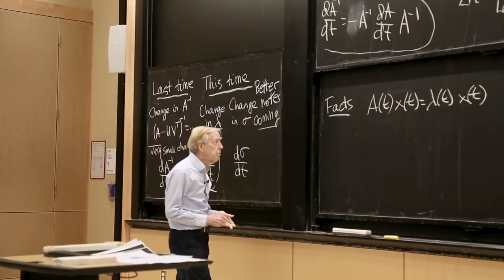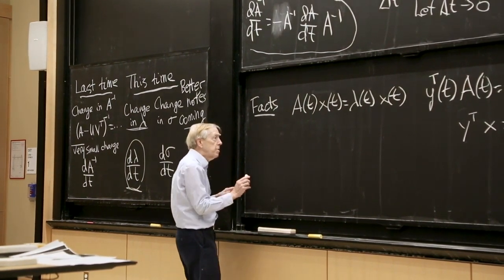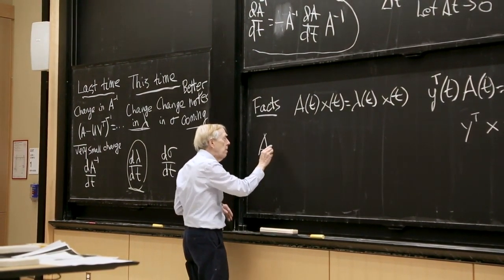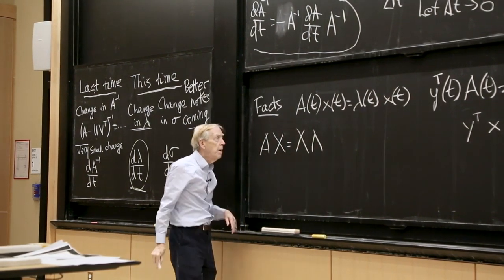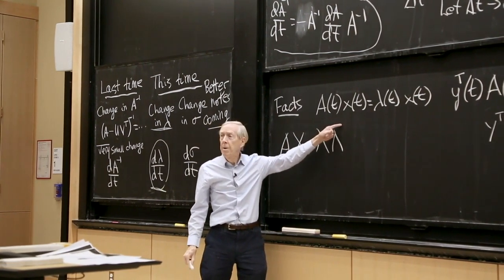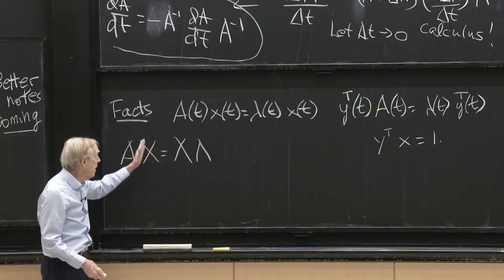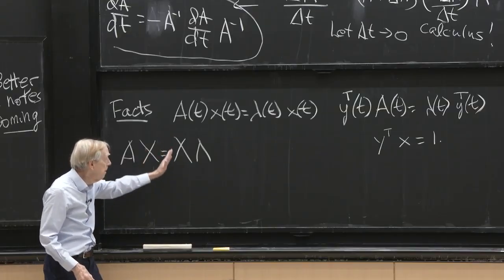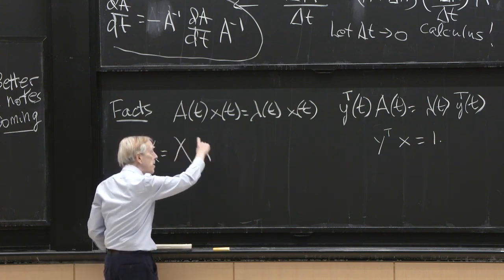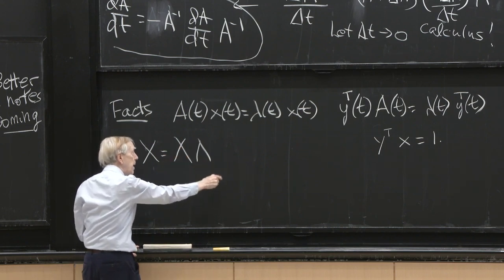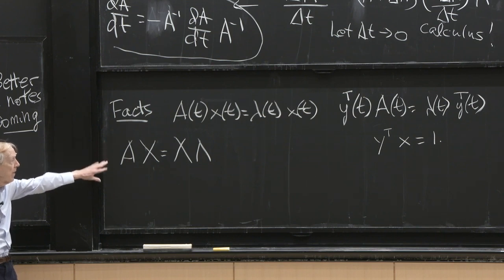And actually, maybe I should write it in matrix notation, because it's important. If that's for one eigenvector, this is for all of them at once. Everybody's with it? The x's are the columns of X. And lambda is the diagonal matrix of lambdas, and it has to sit on the right so that it will multiply those columns. So this is like all eigenvectors at once.